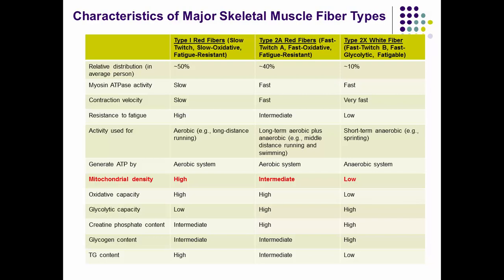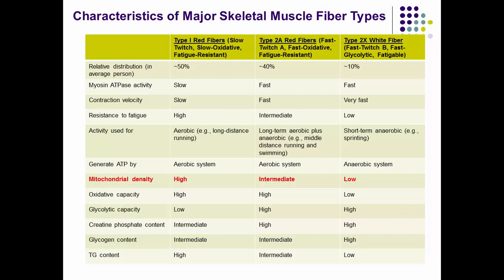And how about the triglyceride content? Which type should have a higher triglyceride content? Type 1, right? Type 1 has a higher oxidative capacity. They're able to oxidize fatty acids, right? So it should have a higher triglyceride content.